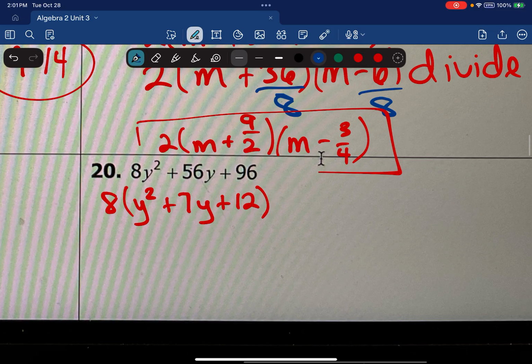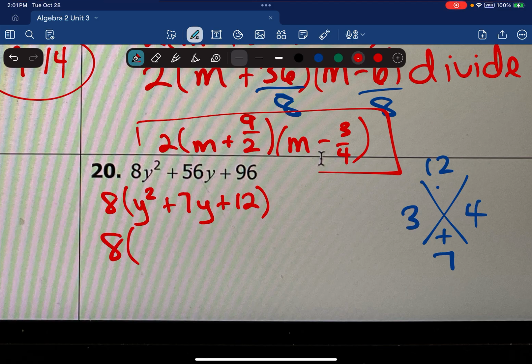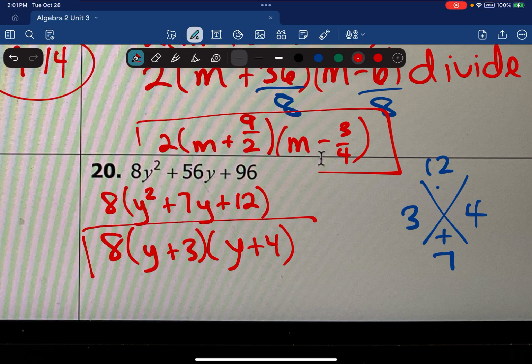Now we're going to ask ourselves, what are two numbers that multiply to be 12 but add to be 7? 3 and 4. So we have an 8 on the outside. Y plus 3 times y plus 4. Those are my two factors. Didn't do any sliding, so I don't have to do dividing.